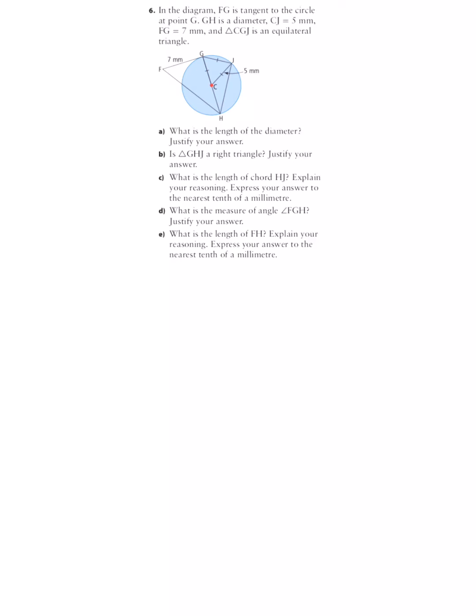Alright, last one for this video. Number 6. FG is tangent to the circle at point G. Okay, GH is a diameter, tells me that. It says CJ is 5 millimeters. We see that's another little equilateral triangle, so they're all going to be 5. FG is 7. Okay, and again, it tells me it's an equilateral triangle. So what's the length of the diameter?